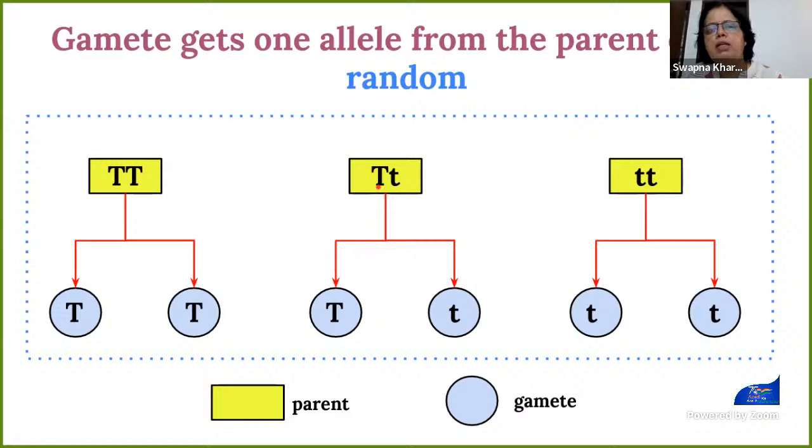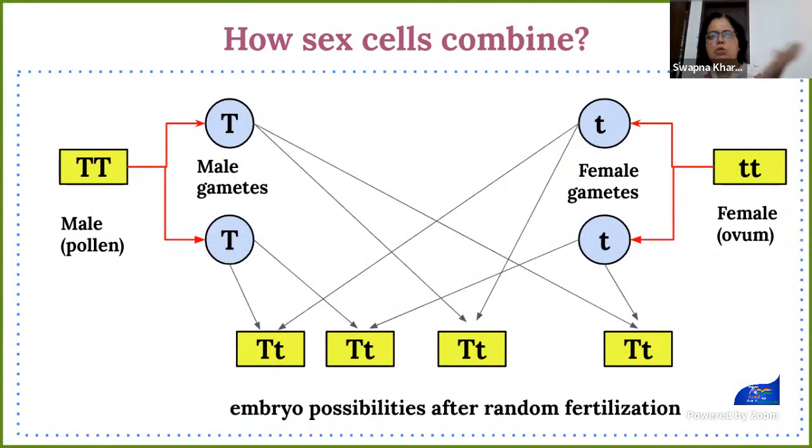So in case of a hybrid flower, when the gametes are formed, 50% of the gametes will have the tall allele and 50% of the gametes will have the short allele. So if you look at the number of male gametes or female gametes present in a hybrid, 50% will have the tall allele, 50% will have the short allele. So what happens in fertilization?